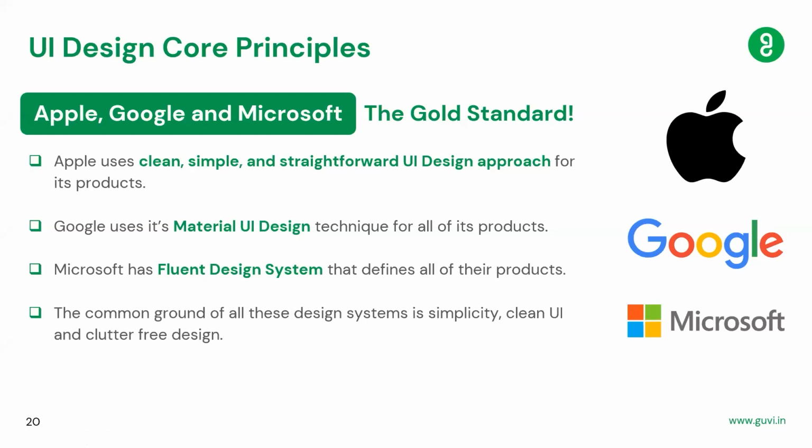So Apple uses a clean and straightforward UI design approach for its products. You have seen Apple products; they are very simple, clean, clutter-free. It's not very complex to use. And also Google uses Material UI design. Material UI is flat, like a flat colored base, not so much of textures or something like that. It's a simple, solid color base on which the elements are arranged.